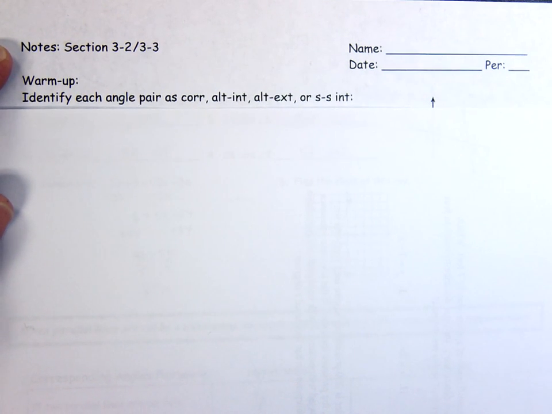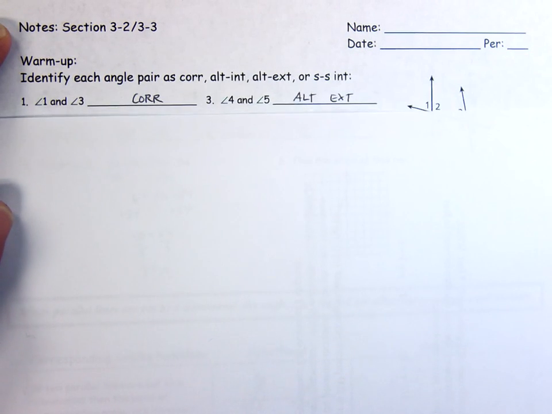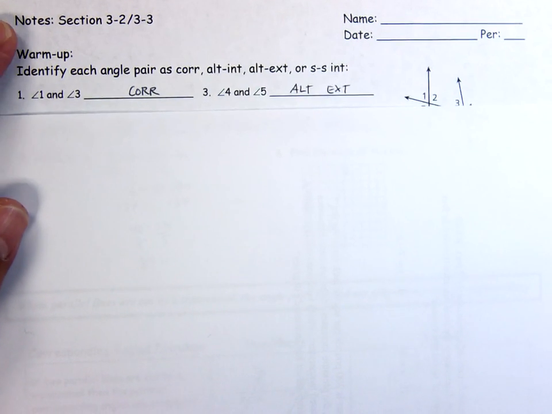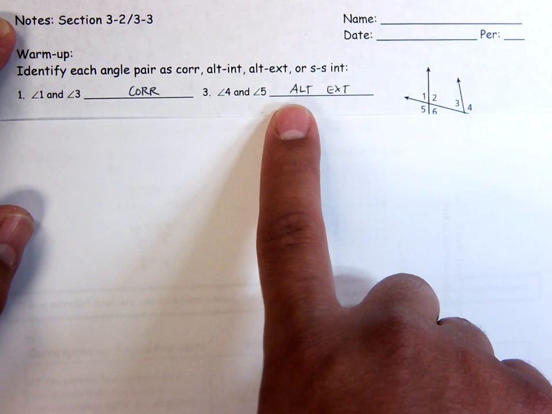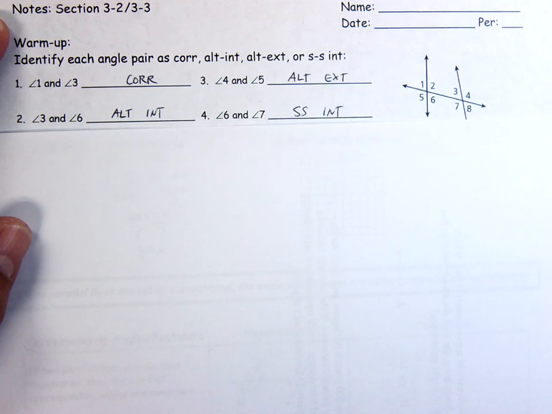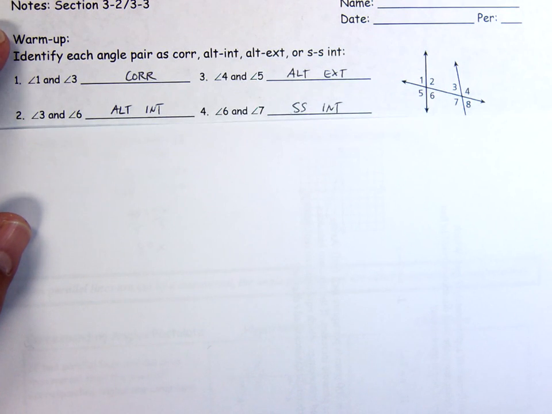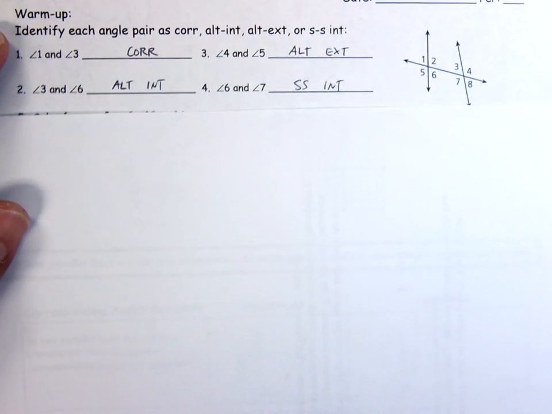Pause it, try to answer these questions. I'll try to go a little quicker, so you should have already done these. First one, angle 1 and angle 3 are corresponding angles. Same place at two different intersections. Number 3, 4, and 5, those are alternate exterior. 3 and 6 are alternate interior, and 6 and 7 are same side interior. Yeah, we should have already had those down.